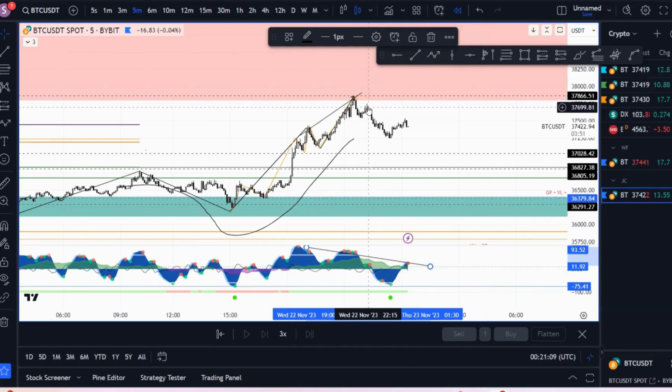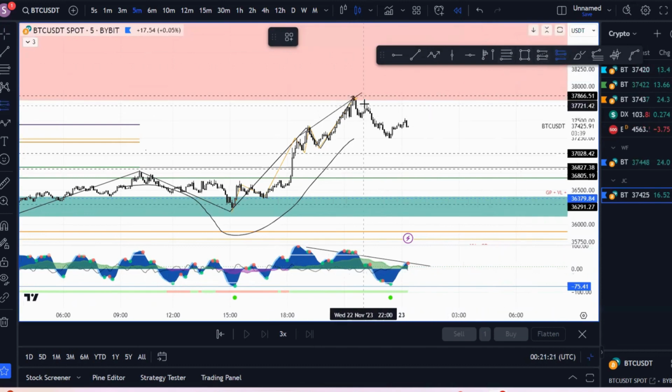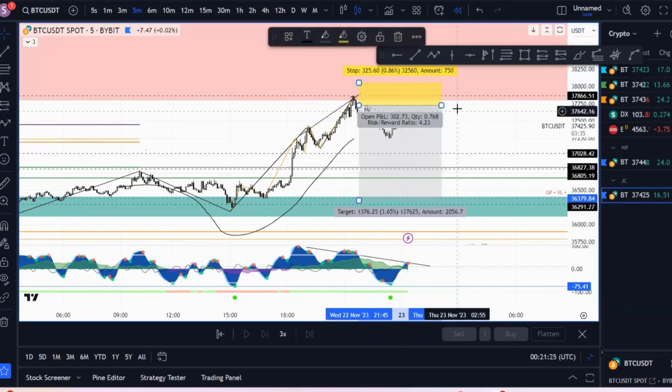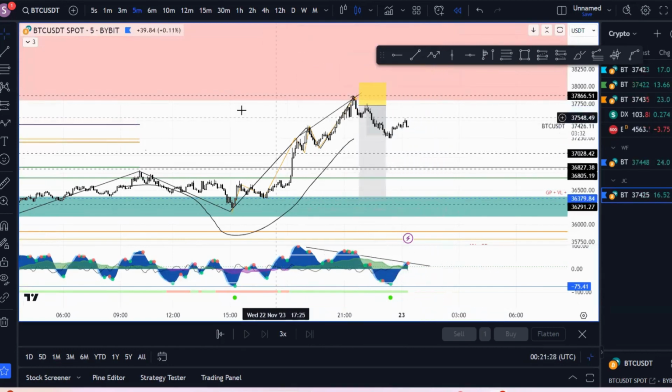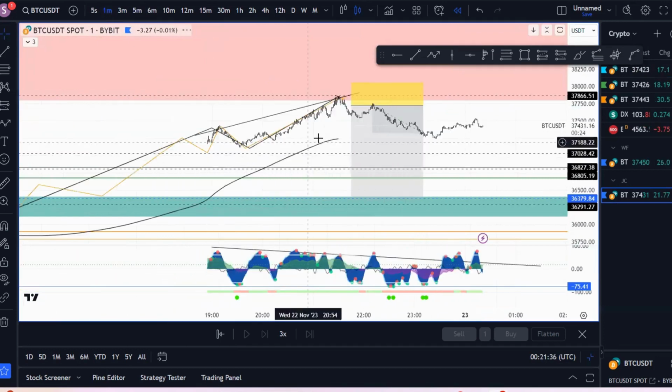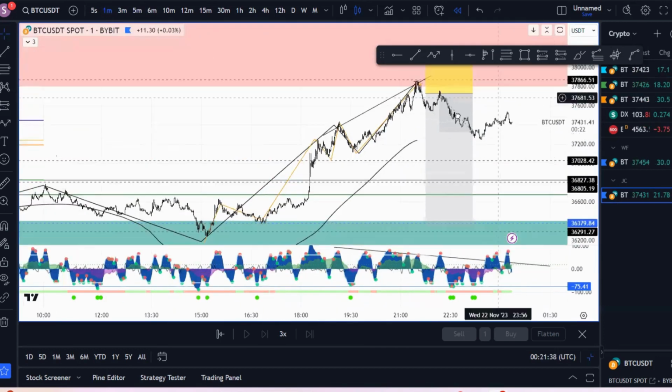So what I've actually done in this case is I've entered this trade, and this is exactly how I entered it. I entered this trade from 37,770. That's from up here. And how did I get into this trade? Well, as soon as I saw that bearish divergence heading towards that supply, I went all the way down to the 1 minute.